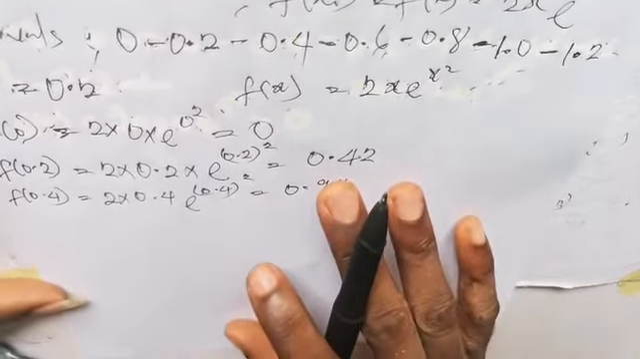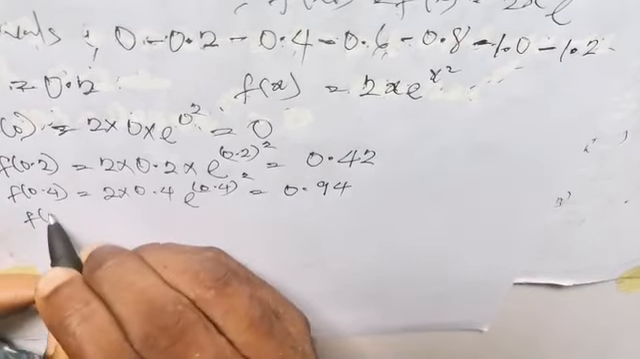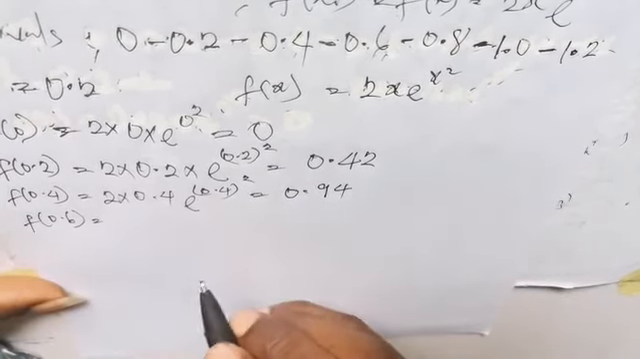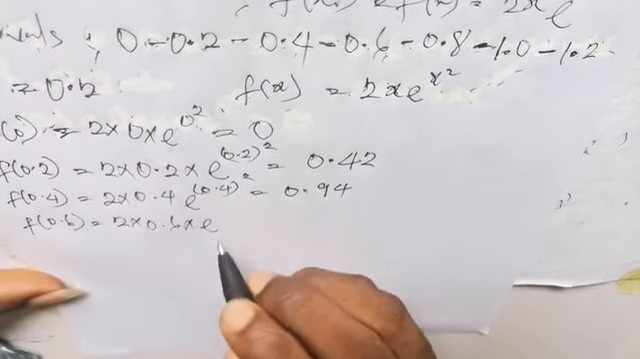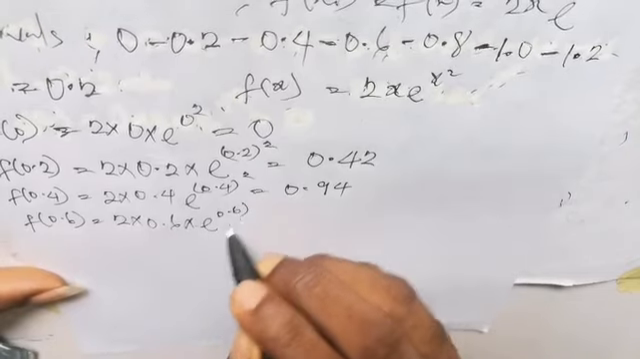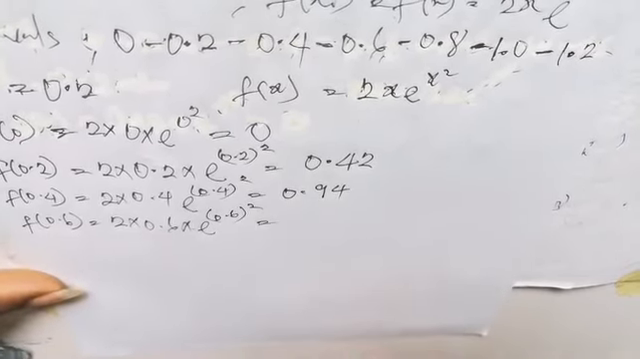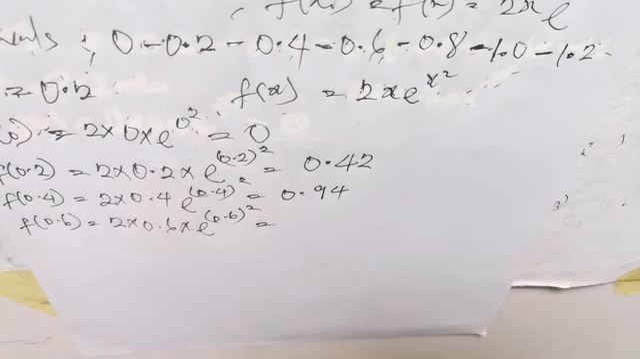Next on the interval after 0.4 is 0.6. So I'll also compute f of 0.6. From the function, 2x is 2 times 0.6 times exponential x squared, and x is 0.6 all squared. I will compute all of these at once. I will start by obtaining 0.6 squared, then take exponential of that answer, multiply by 2, multiply by 0.6, and that gives me approximately 1.72.